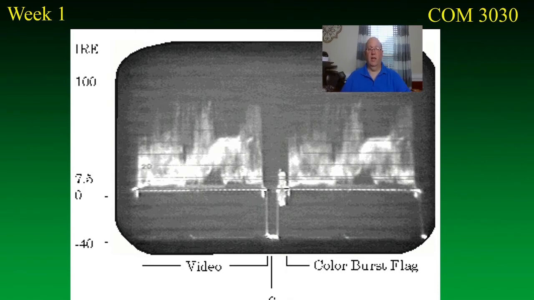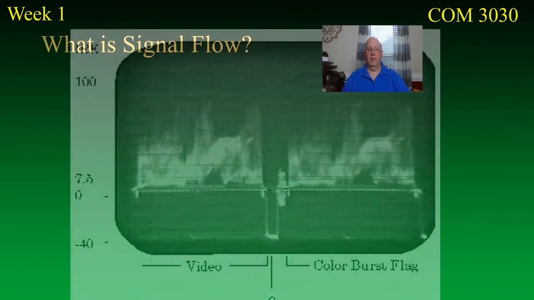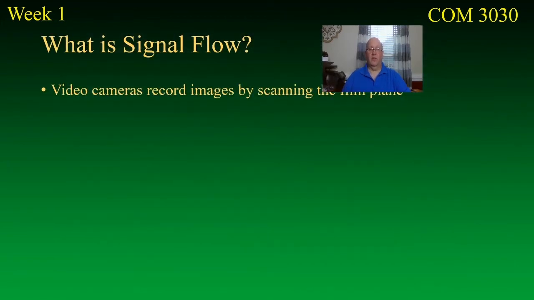And believe it or not, even though it isn't done the same way, even though it's digital now, the signal itself is basically the same. It's treated the same way. Okay, going back to signal flow, video cameras record images by scanning the film plane. And so basically, if you took a film camera and you remove the back of it, you would see what the film plane was.